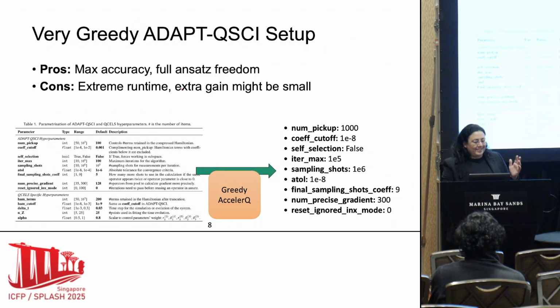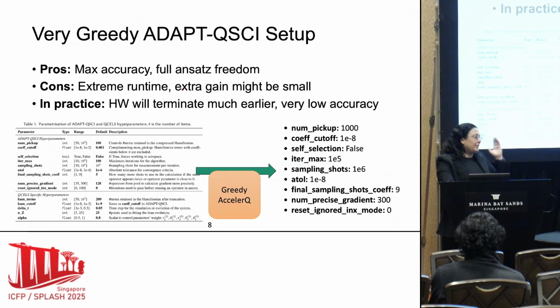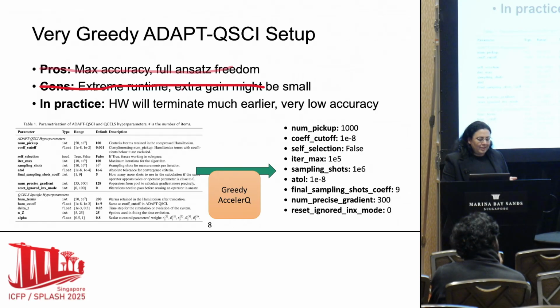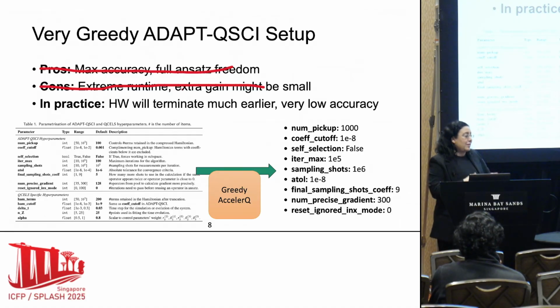But in reality, unfortunately, the hardware will terminate much earlier because we have quantum noise, and so once you go to the hardware, you have a very, very limited time so you can do the cycles and you can do the sampling. You cannot sample forever. You cannot run this software forever. In general you can never run forever, but in quantum it is much more aggressive. So it's a good thing that we don't have extreme runtime because the hardware will stop much earlier, but we also lose the maximum accuracy.